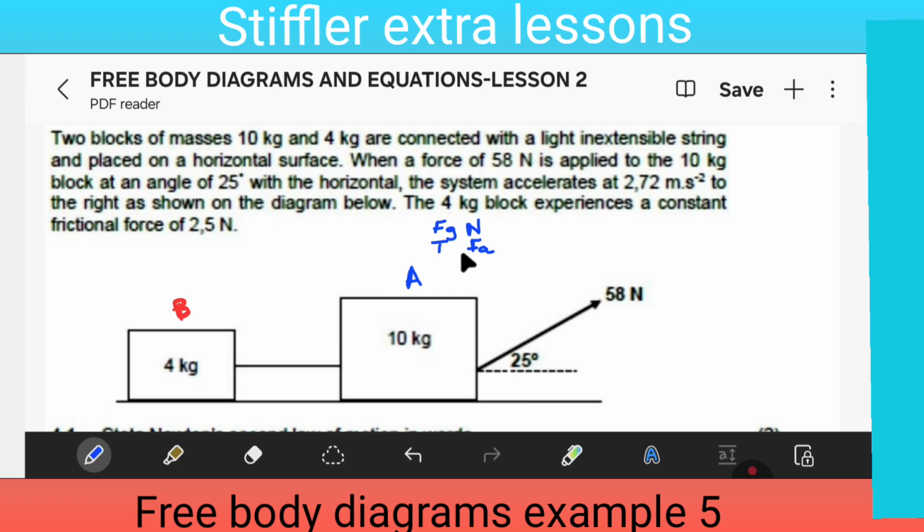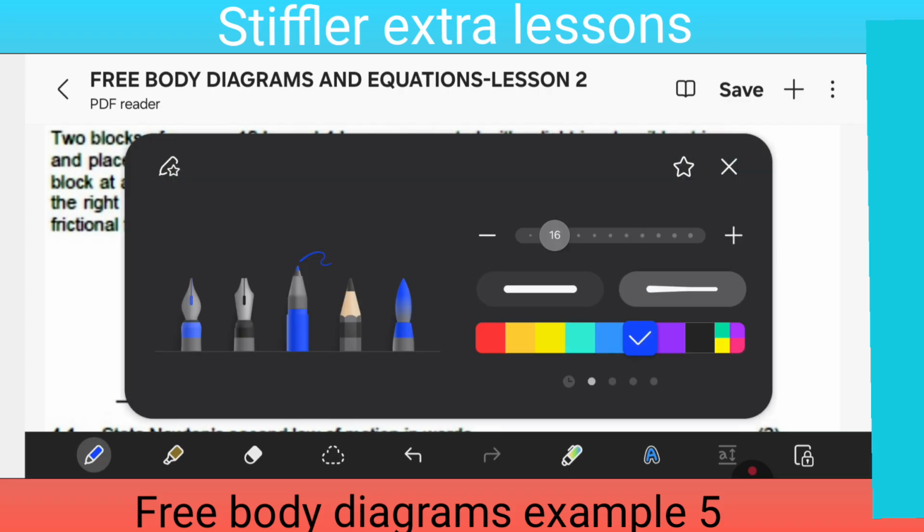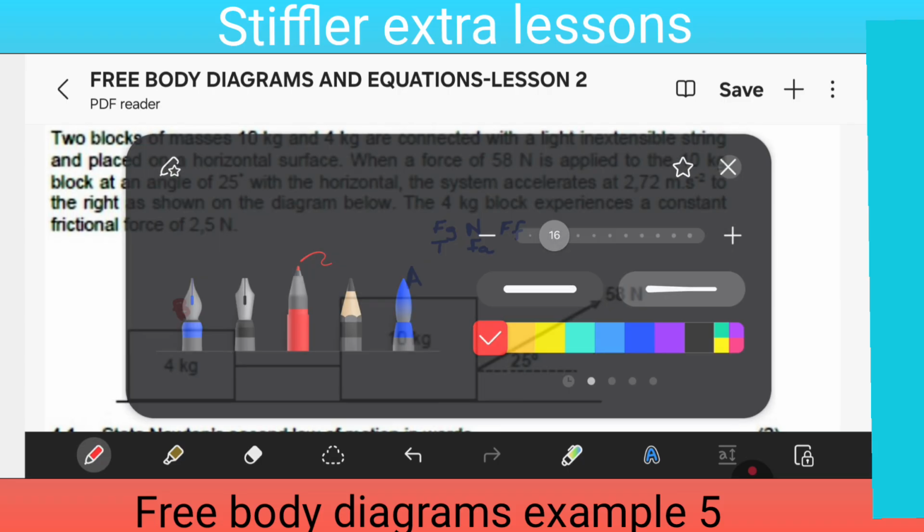The 4 kg block experiences a constant frictional force of 2.5 newtons. So these objects are sitting on the same surface, so it means that this block also has the frictional force. So this object is having 5 forces acting on it. Let's take a look at the 4 kg block and see how many forces are acting on it and also which forces are acting on it.